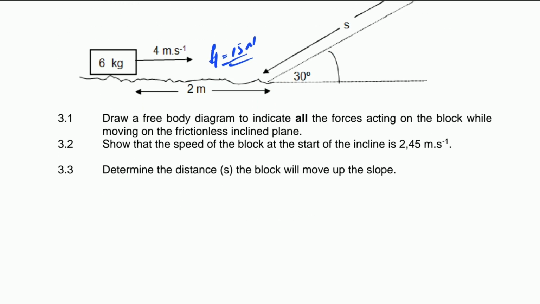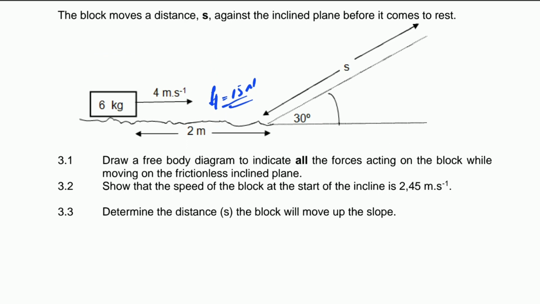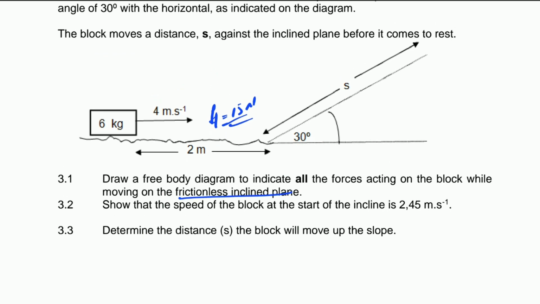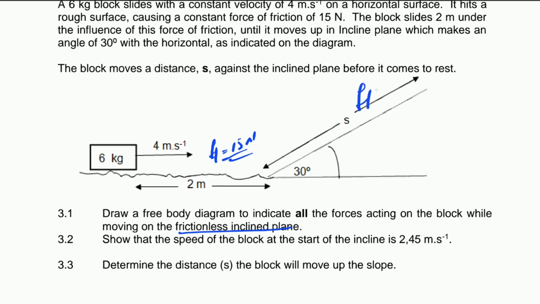Draw the free body diagram to indicate all the forces acting on the block while moving on the frictionless incline. There is no friction on this side of the problem, so we have to draw the free body diagram for here. But first, as usual, we're going to do the free body diagram on this side. It's quite simple because there is no friction. This is the y-axis, this is the x-axis, and the only forces there are going to be weight straight down.